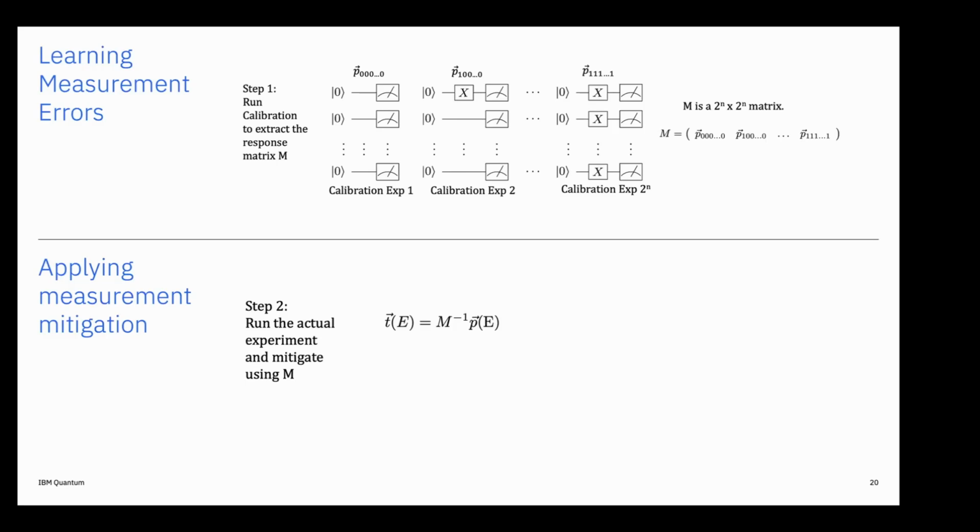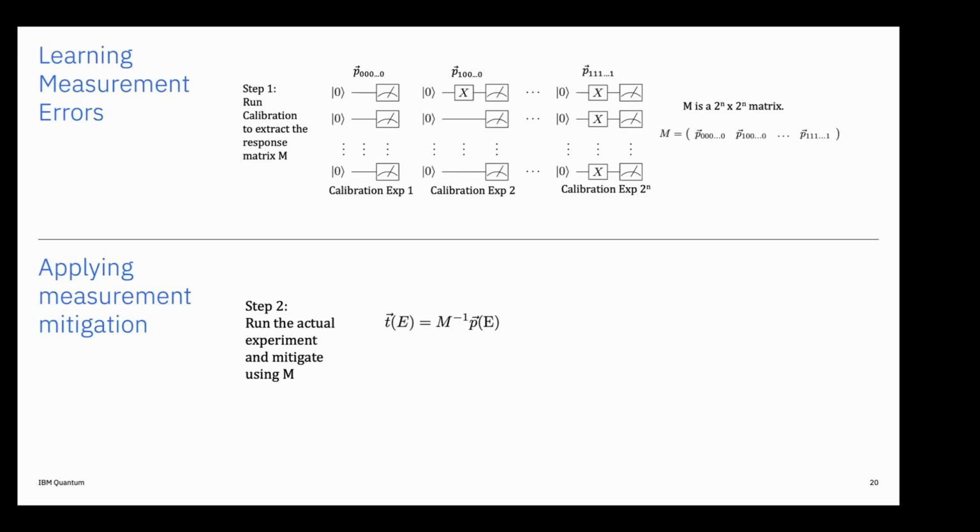Let's say you do the first experiment. You're trying to prepare all zeros. You do it 1,000 times, you get a probability vector. The probability vector says 0 90% of the time, some other bit string some other time. You just stack them up, make a probability vector, right? That is going to be the first column of your M. You do it 2 to the n times and you get a 2 to the n by 2 to the n matrix. Rather simple to do if you have like 5 qubits, but once you get to like 20 qubits, don't try it.